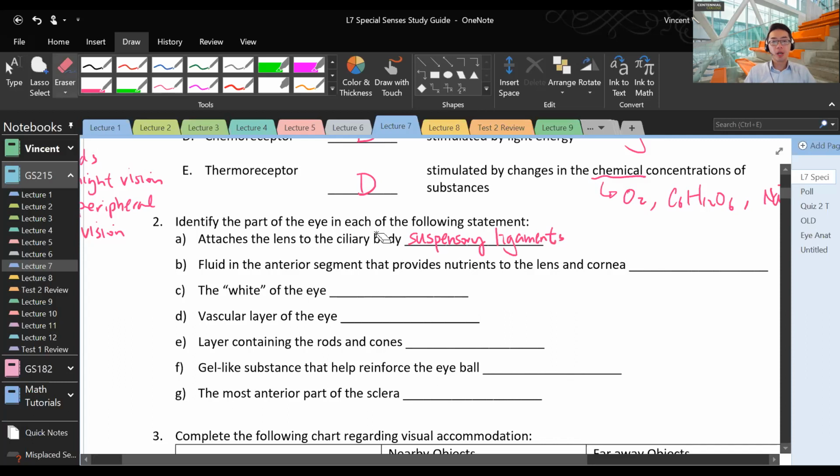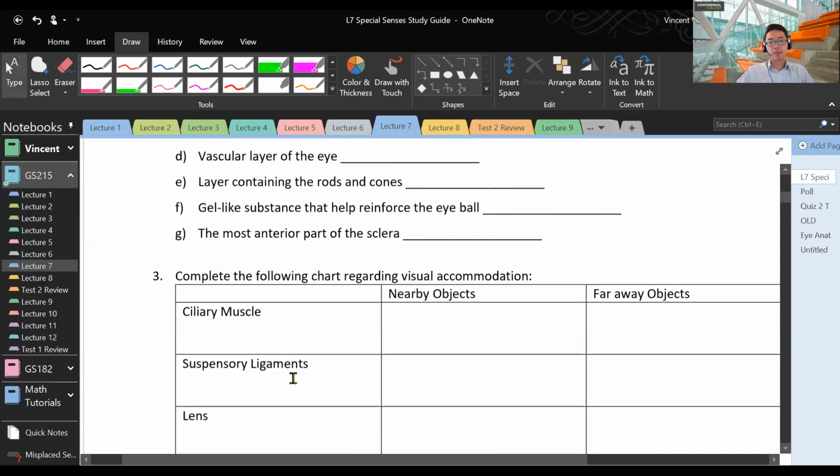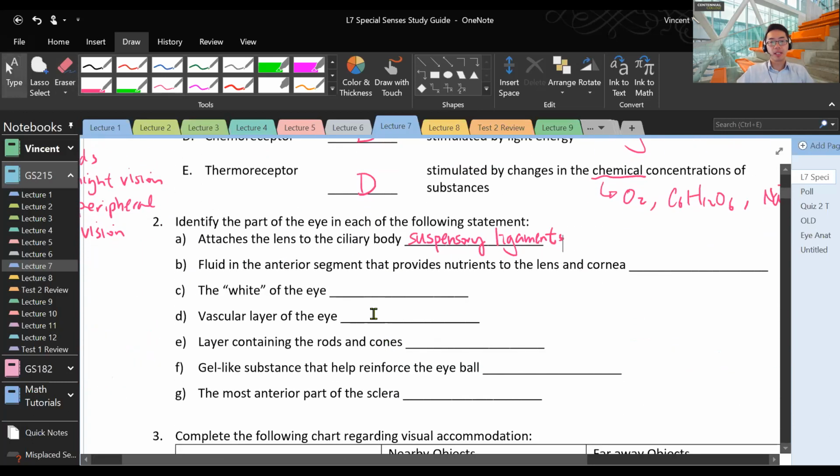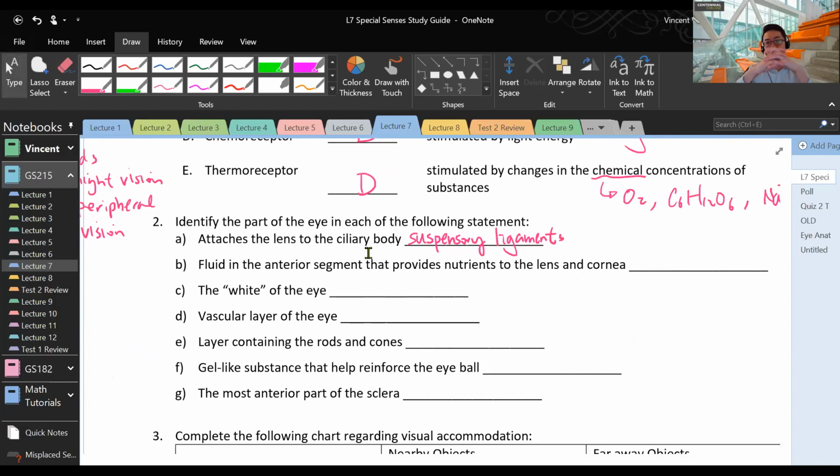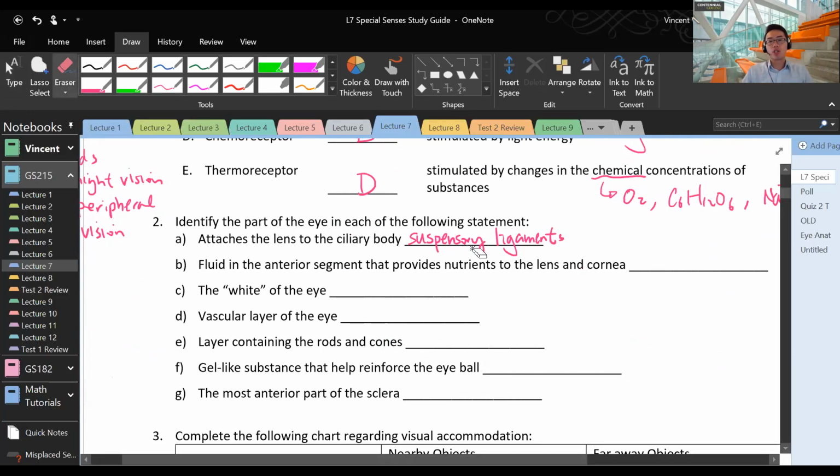Okay, so the ciliary body, just to give you a quick recap, and we're going to have a chart coming up later that we can fill in, but the ciliary body is essentially a ring of muscle that can contract or relax. When it contracts, it gets smaller. When it relaxes, it gets bigger. By contracting or relaxing, the ciliary body is going to change the tension in the suspensory ligament. And by changing how tight the suspensory ligaments are, you can then regulate the shape of the lens.